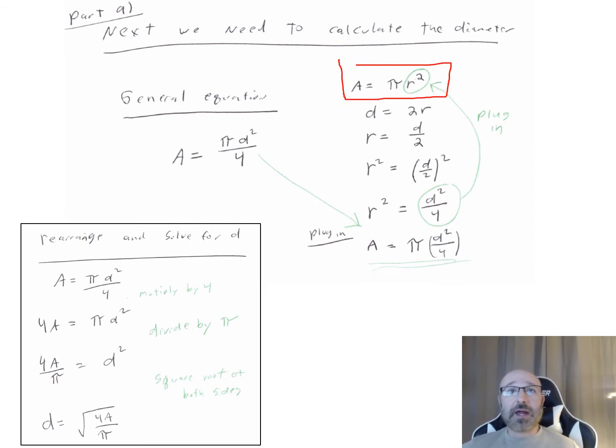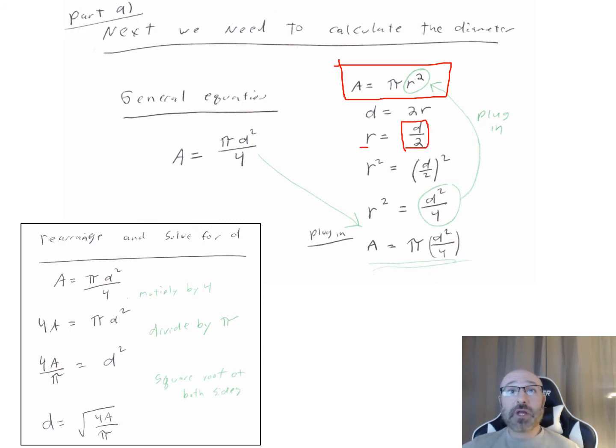Area is equal to pi r squared. So I come down here, I say, well, I'm not looking for radius, I'm looking for a diameter. What's the relationship between radius and diameter? Well, diameter is equal to 2 times my radius. Great, but I want to solve this for radius, so radius is now equal to my diameter divided by 2.